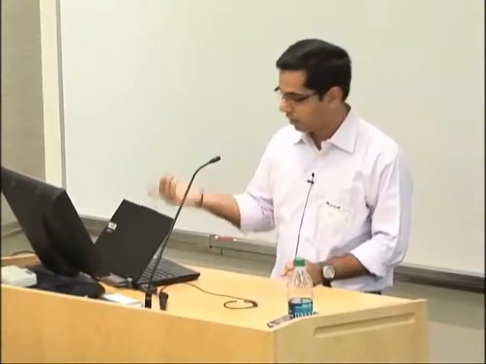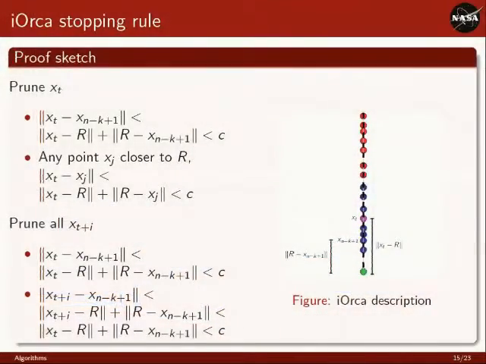And if you add those two up and see if it's less than the cutoff, then xt cannot be an outlier. And this is very simple to verify. So here is the proof sketch. So why can we prune xt?